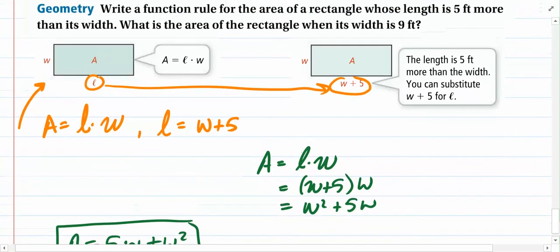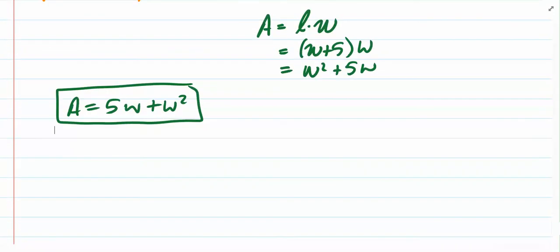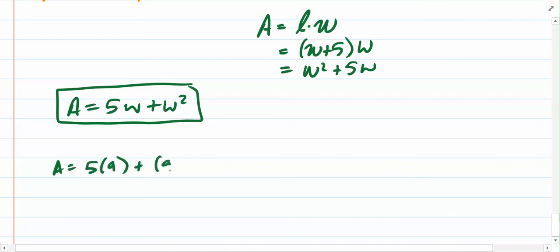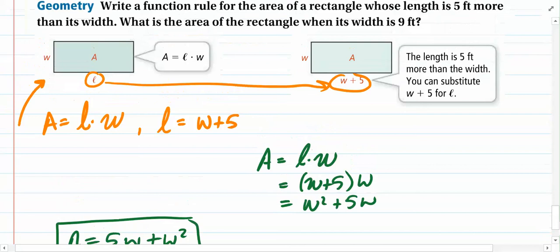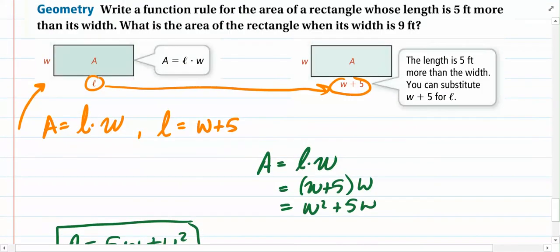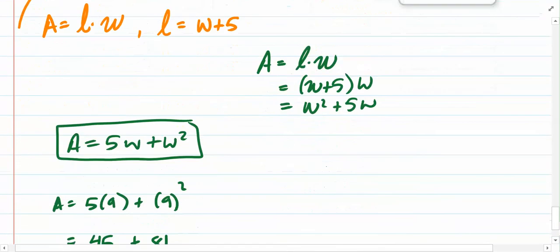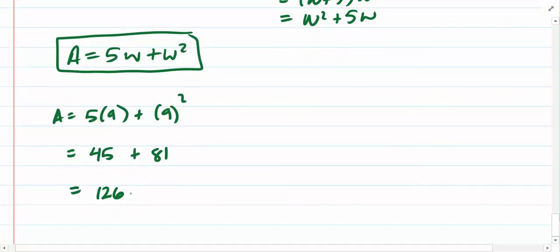Then the second part says, what is the area if the width is 9 feet? So the area would have to be 5 times 9 plus 9 squared, because it says the width is 9 feet. And we would just compute this. So 5 times 9 is 45. 9 squared gives me 81. So putting it all together, I get 126 for the area of a rectangle where the length is 5 more than the width, and the width is 9 feet. So this is my answer, and the area would be in feet squared.